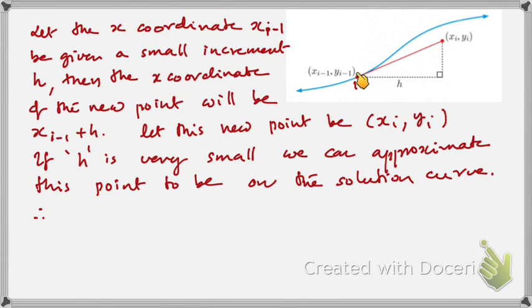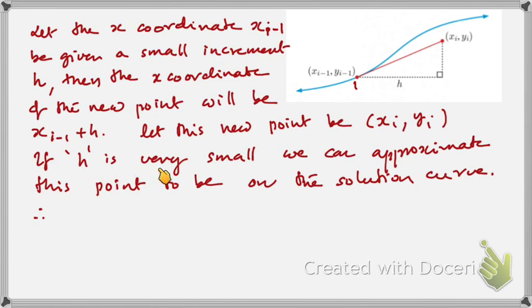So since it is very close to the point, the deviation of that new point from the original curve could be very minimal. Like when I move h to the right side, we don't know how far this point is from the original curve. The deviation could be more. But if I am very close to the initial point, the deviation of my new point from the original solution curve could be very minimal.